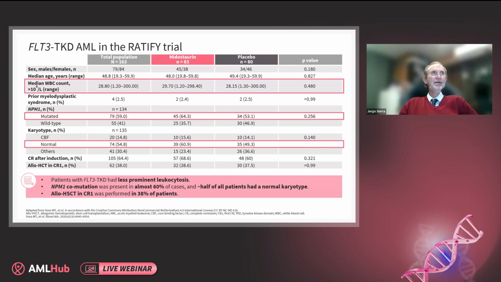Regarding TKD, and these are data from the RATIFY trial, these patients have a less prominent leukocytosis. Also, NPM1 co-mutation is very frequent, and most patients have a normal karyotype, and also the complete remission rate in RATIFY was lower than the one I showed in my previous slide from our experience. And in that trial, almost 40% also were transplanted.